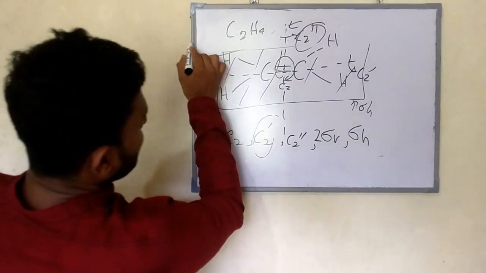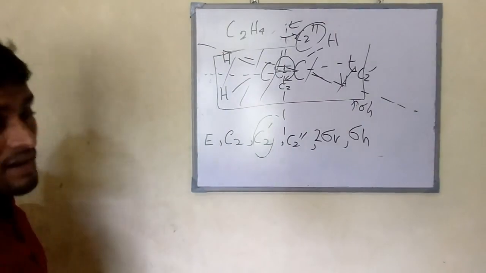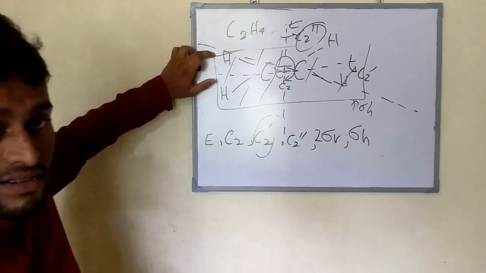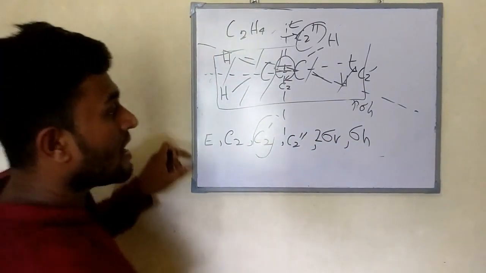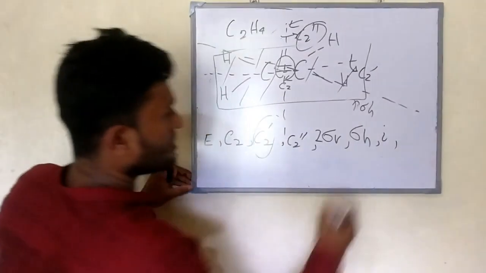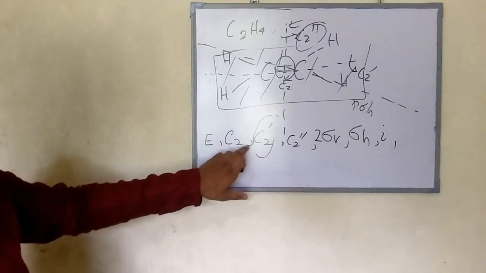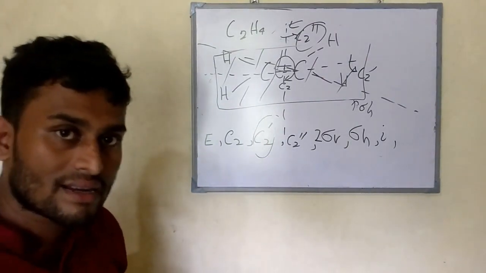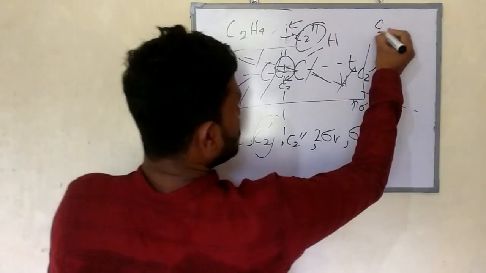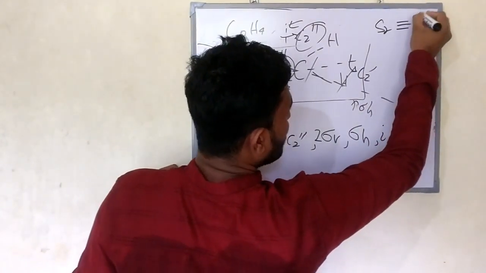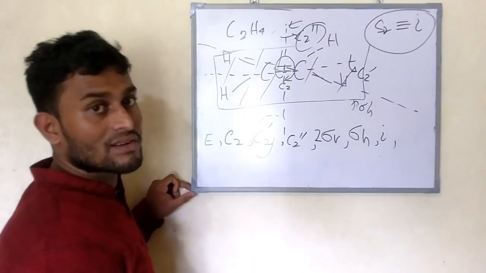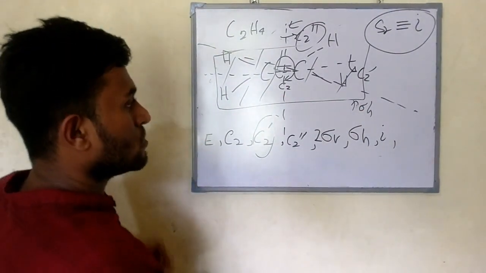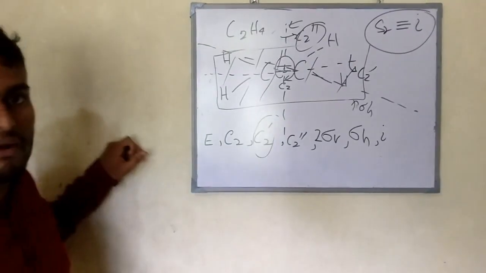Then this one, this straight line, one hydrogen is there, another hydrogen is there at the same distance. So I is also possible. If C2 is possible, surely S2 also possible. But you can't write S2 because S2 always correlates with I, center of inversion. If you write I, you can't write S2. So these are the symmetry elements.